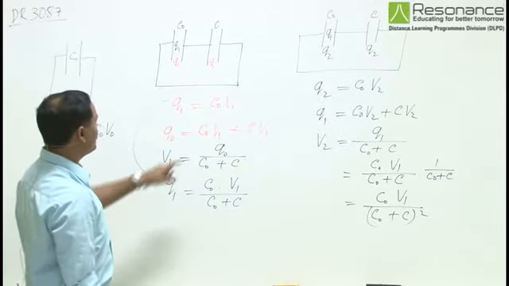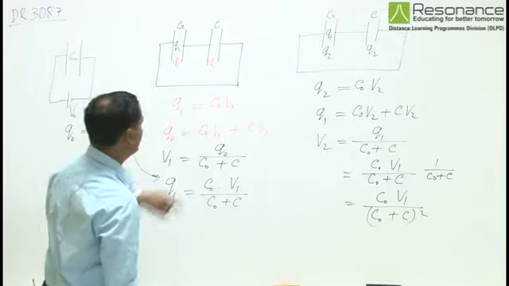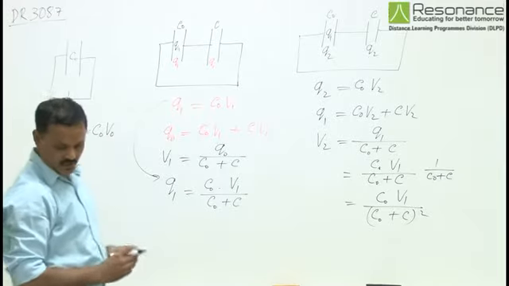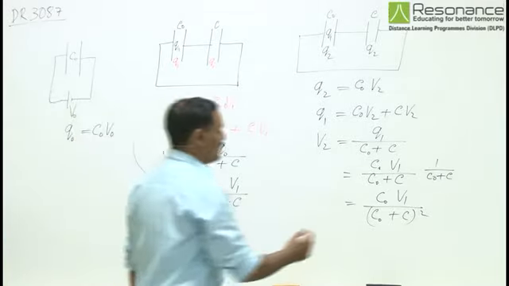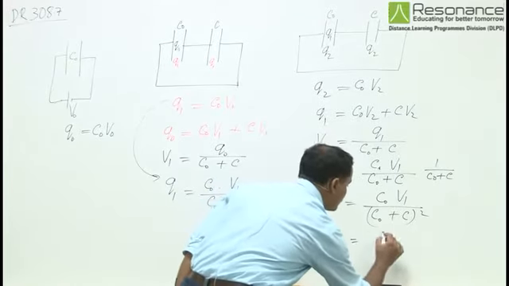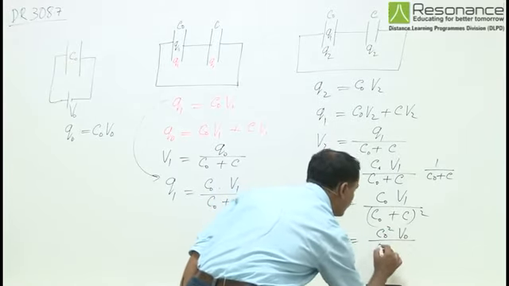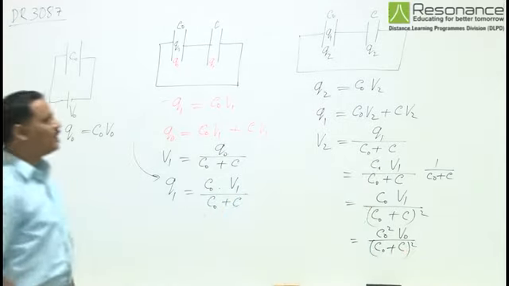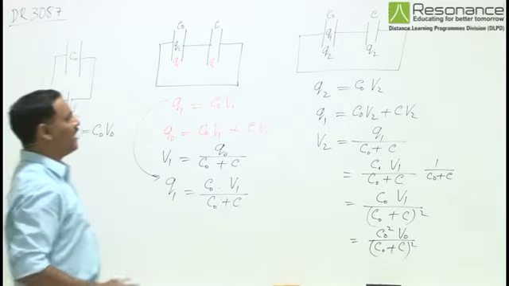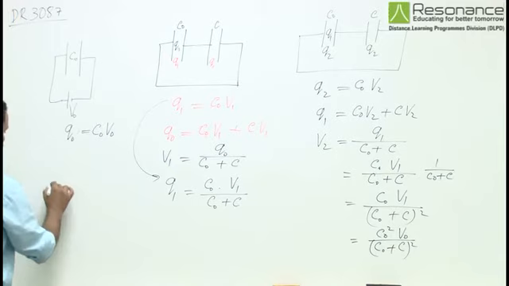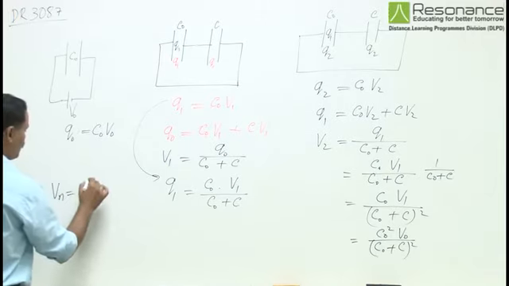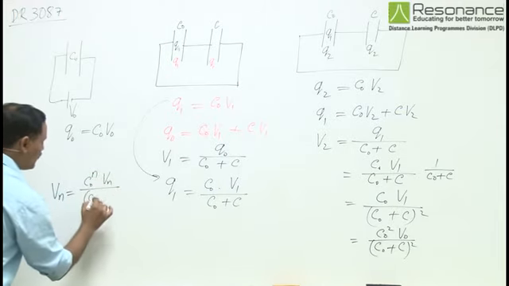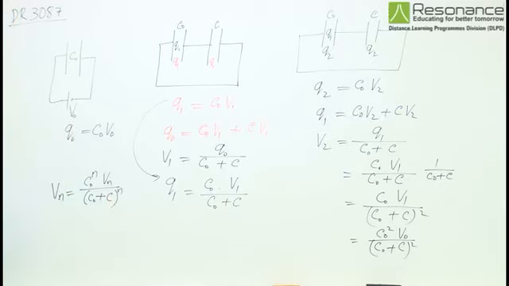Now, if we notice here, V1 is dependent upon this initial V naught, and in terms of V naught, it can be written as C naught square V naught by C naught plus C whole square. So if we proceed in this way, after n times, it can be written as Vn is equal to C naught to the power n times V naught by C naught plus C to the power n.